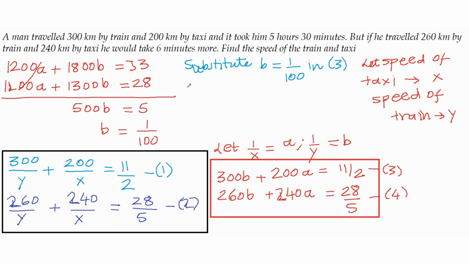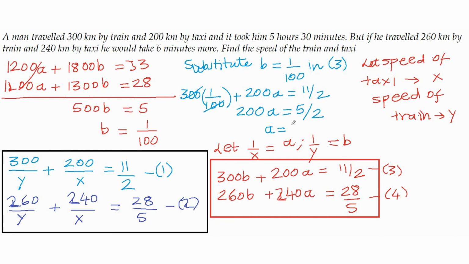So what we get is 300b, that would be 300 times 1 by 100 plus 200a, 200a is equal to 11 by 2. Now 300 and 100 cancel, 3 times. This goes for subtraction. I get 200a is 11 by 2 minus 3, which is basically 5 by 2. And therefore a becomes 5 by 400, which is 1 by 80, right?